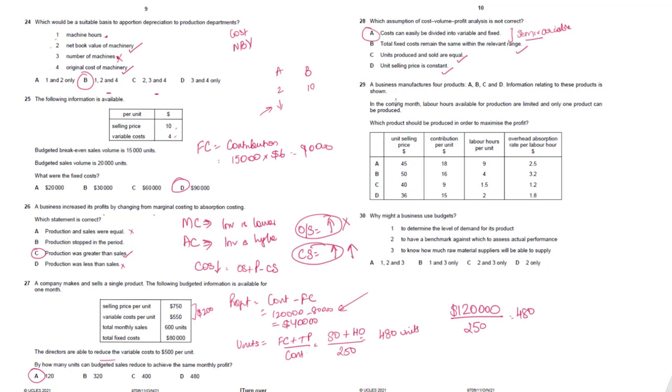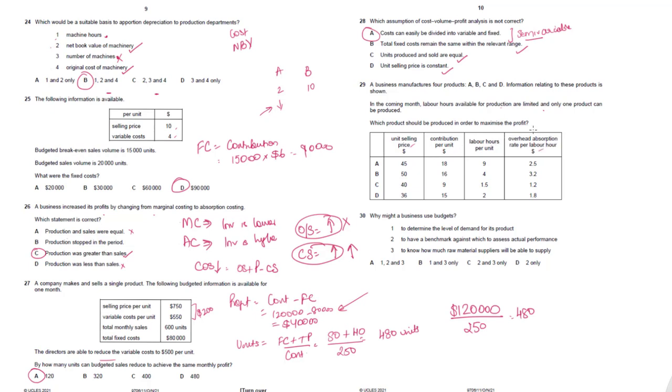29. A business manufactures 4 products A, B, C, D. Information relating to these products is shown. In the coming month, labor hours available for production are limited, and only one product can be produced out of these products. Which product should be produced in order to generate the maximum profit? Selling price is given, contribution per unit is given, labor hours per unit is given, and overhead absorption rate is given.